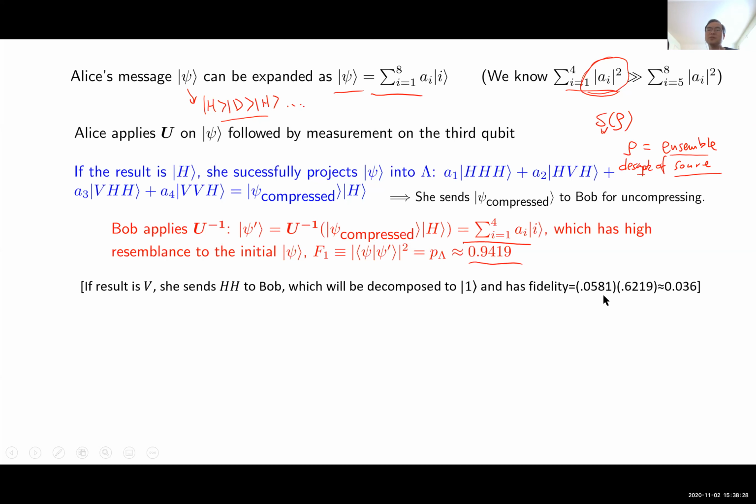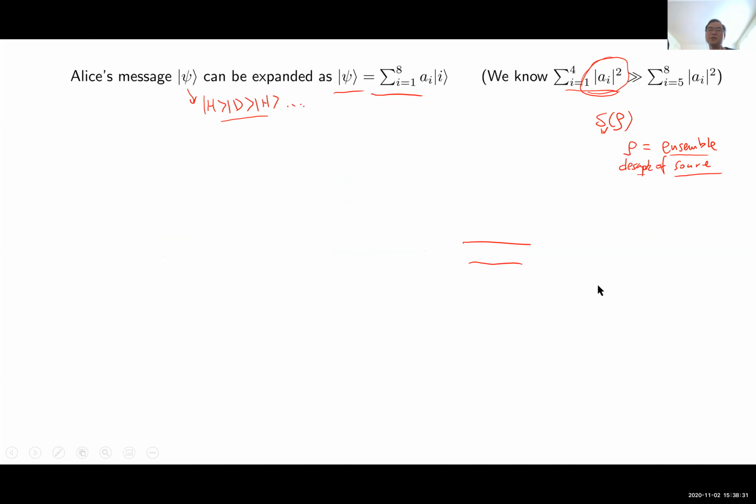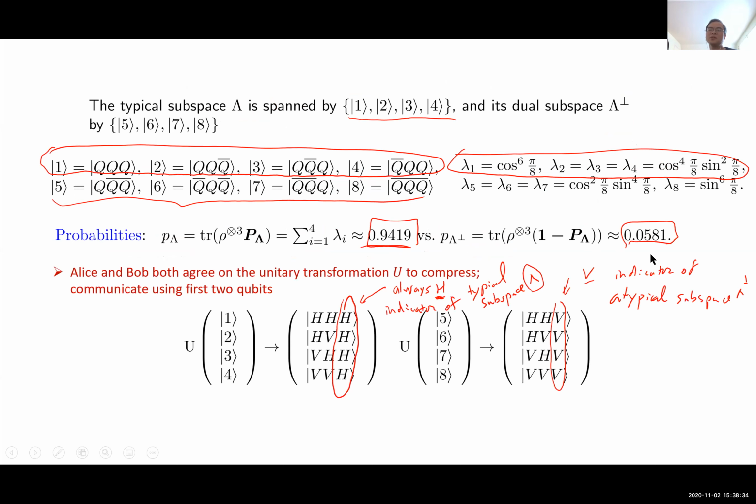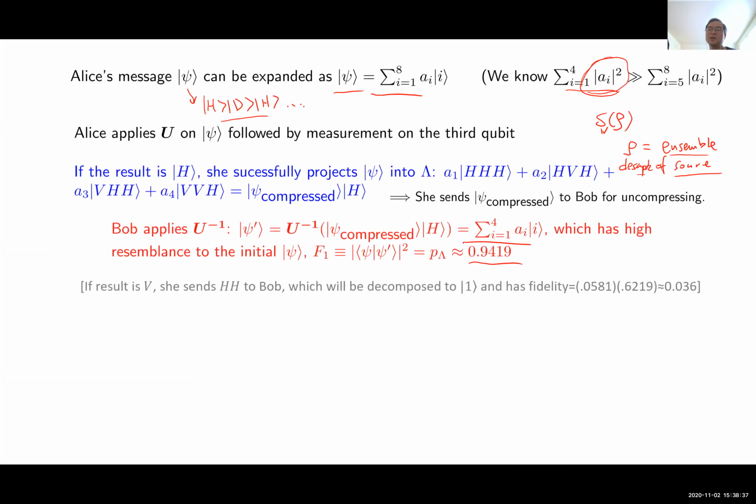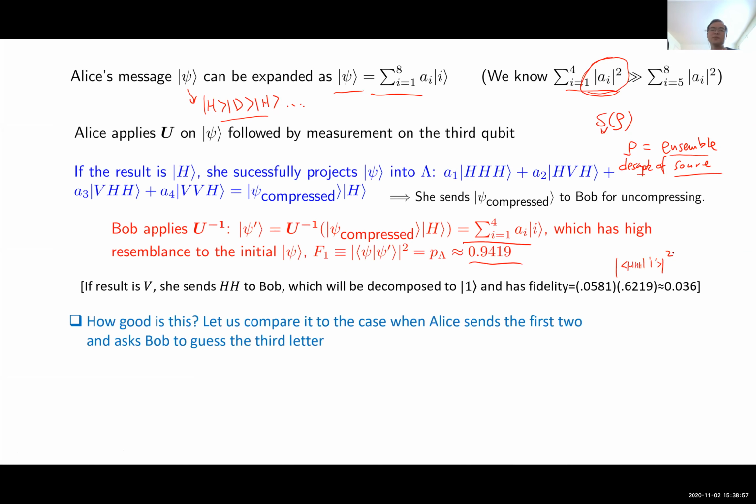So this is 0.0581, this here, and the last factor is the fidelity with HH. That's squared. So this is basically the average fidelity. You see that when it's successful, this has almost 95% fidelity.